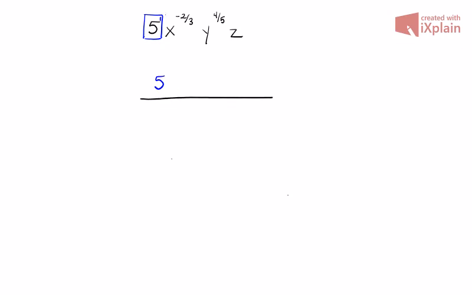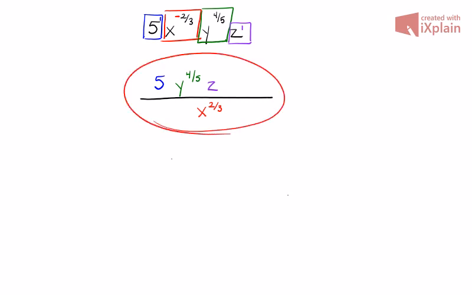It's a different story for x. X is not happy. So I'm going to move x to the denominator position. Y is happy where it is at. And z seems pretty cool too. So z again would also be raised to a positive 1. So there's really not much else that I can do here. Okay, we're done. That's my solution.